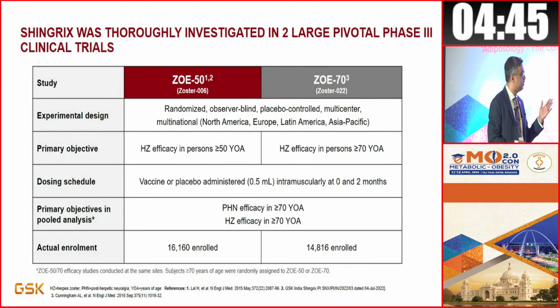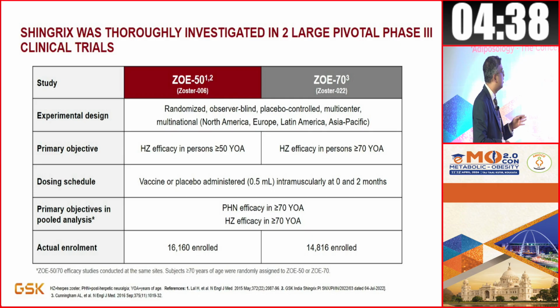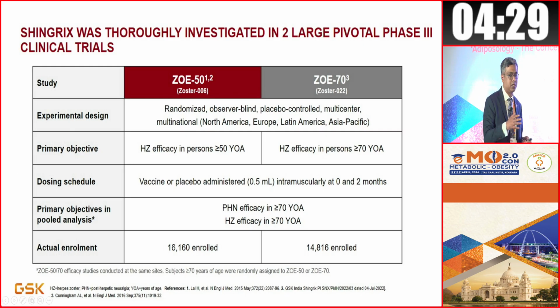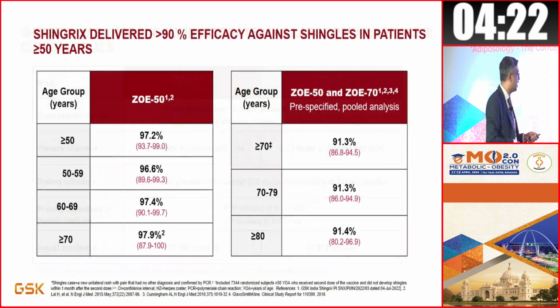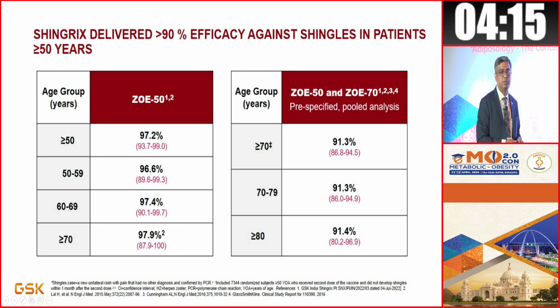Now, these two were the most pivotal studies, the ZOE-50 and the ZOE-70 for the herpes zoster trials, and they also combined these two data sets. This was pre-specified, and the primary objective in the pooled analysis was post-herpetic neuralgia efficacy and herpes zoster prevention efficacy, both in those 70 years of age and above. Let's look at the results. In the ZOE-50, what we see is that irrespective of the age band, you have more than 96% efficacy when you're using this vaccine.